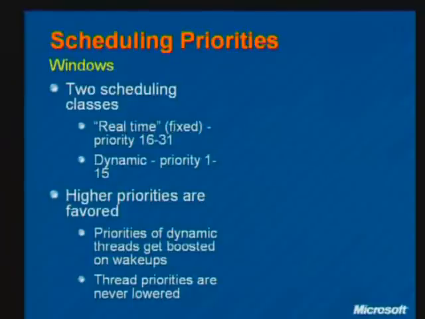Higher priorities are favored in Windows, as you've gathered. So 31 is the highest priority. Thread priorities are never lowered below the level they started at. So if a thread starts out at priority 8, which is the default priority for a thread in Windows, and it gets a boost up to 10, it's eventually going to decay back down to 8. It will never be lowered below 8.